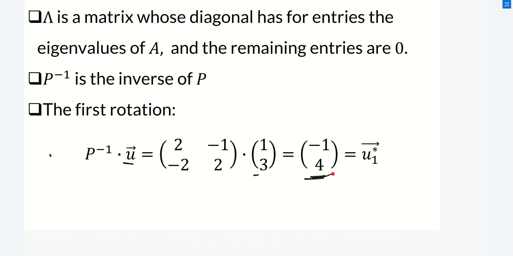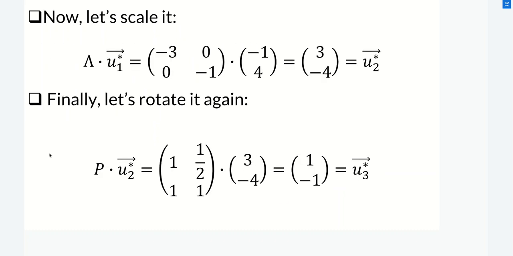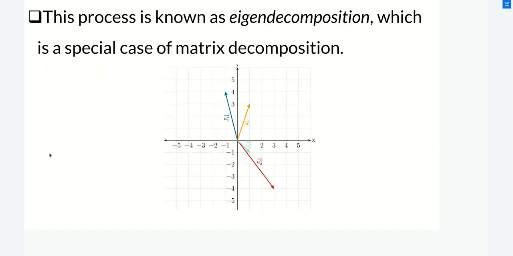Once we have done the rotation, we come to our diagonal matrix. We had our eigenvalues to be -3 and -1. This one is going to stretch or scale it. Once you've done that, we do the last rotation, the matrix from our eigenvector, 1, 1, then 1. You multiply that, and you land on the same place as (1, -1).